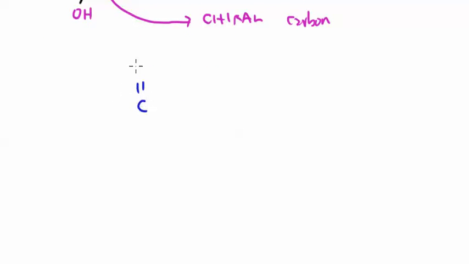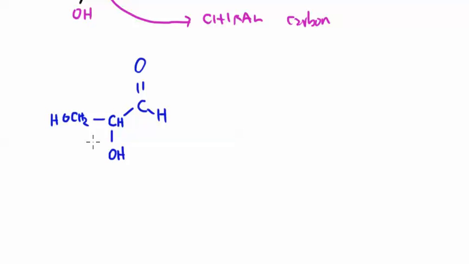a C double bond OH, right? So this is an aldehyde, so it's an aldose, and off of this carbon is another carbon that might have a hydrogen on it, and if that has a hydrogen, it must also have an OH group on it. And then off of that carbon is a CH2OH group.